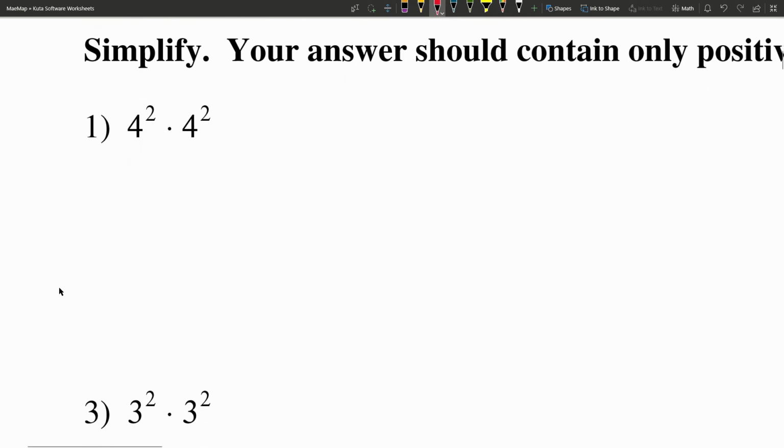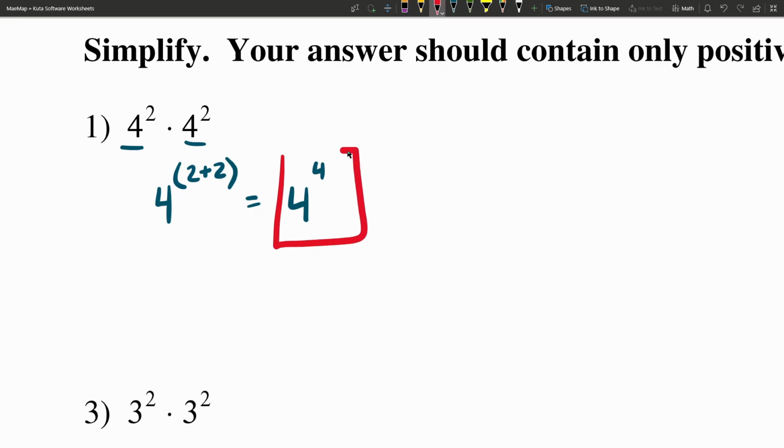In number 1, we have 4 squared times 4 squared. Let's ask ourselves, do we have the same base? Yes, we do. The base is 4 in each term. So I can simplify by adding my exponents. So I'm going to get 4 to the 2 plus 2, which is 4 to the 4th power. Again, seeing this visually, 4 squared is 4 times 4, and this other 4 squared is also 4 times 4. 4 times 4 times 4 times 4 is 4 to the 4th power.